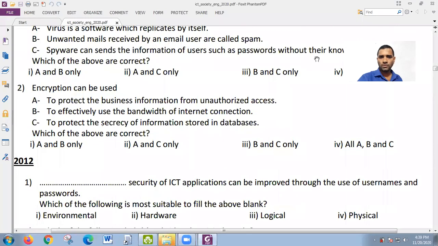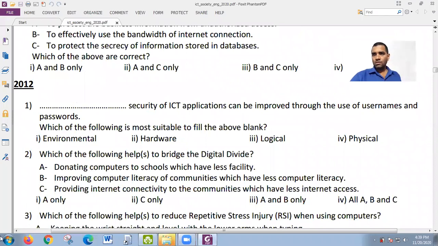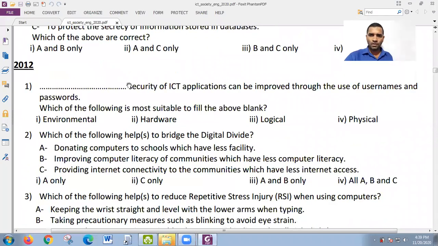All right. So go to the next one, 2012. Take a look at this. Dash security of ICT applications can be improved through the use of usernames and passwords. Which of the following is most suitable to fill the above blank? Using username and password. What kind of security is this? What kind of protection is this? Using passwords, using usernames, that must be logical protection, right? So logical security of ICT applications can be improved through using passwords and username.